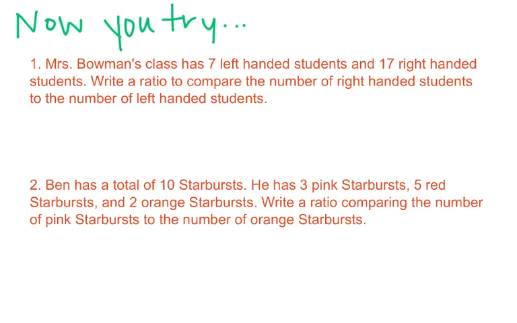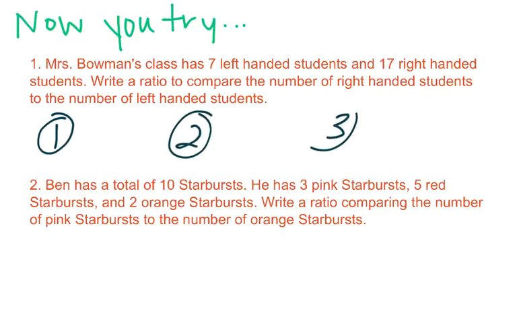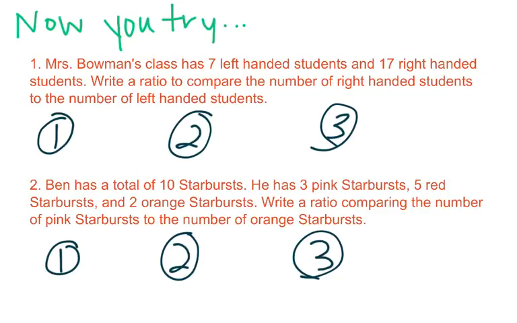Now it's your turn. Why don't you try these two examples? First example, looking at Mrs. Bowman's class. Second example, Ben has 10 starbursts. So make sure you're reading the way that they want you to write the ratio and figure out how you would write that. You're going to write it 3 ways, so get the practice in with writing 3 different ways of our ratios. Once you think that you have the 3 ratios written out, go ahead and press play again and check your answers with mine.